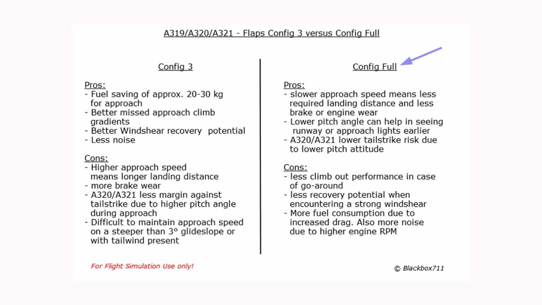So looking at config 4, it's obviously the reverse to config 3. However, there's one thing I would like to point out, that a lower pitch angle can help see the runway or approach lights earlier in case you have some bad visibility.